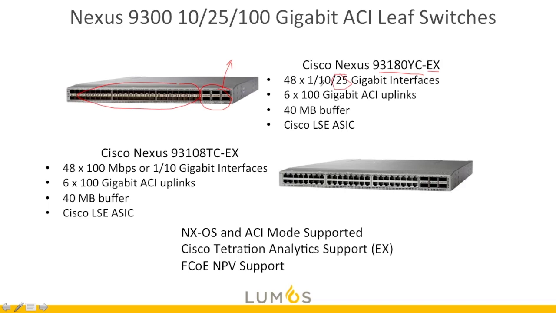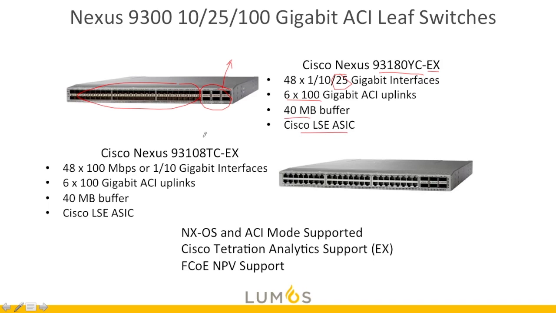So this is supporting, or not host again, it could be a firewall, it could be a load balancer, it could be an external router, but it supports 1, 10, and 25 gigabit Ethernet interfaces with 6 100 gig interfaces going up to our spines. Now, if you get the switch and your spines are 40 gig capable, then these 100 gig interfaces can operate at 40 gig. It's got 40 megabytes of buffer and is based on the Cisco ACI ASIC.